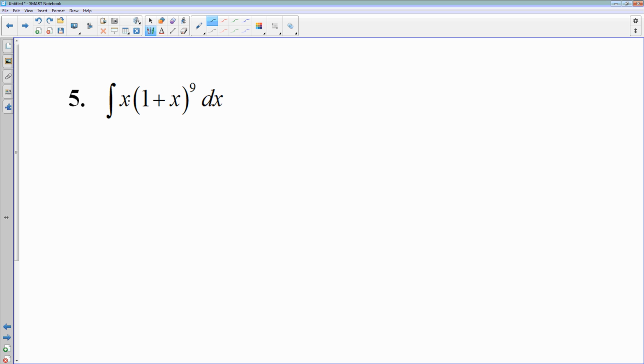Let's see. X times 1 plus x to the 9th. I guess we do have the option of just expanding this out 9 times. That'd be a pain in the butt. If you know your binomial expansion theorem, that'll make it a little bit easier. But let's see. I see an inside of 1 plus x. So I'm going to see what happens if I let u be 1 plus x.